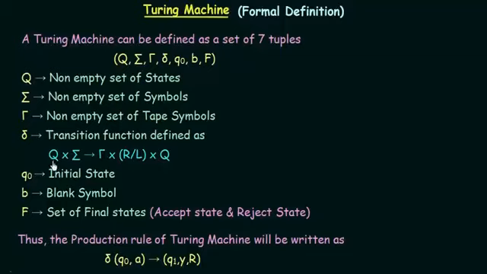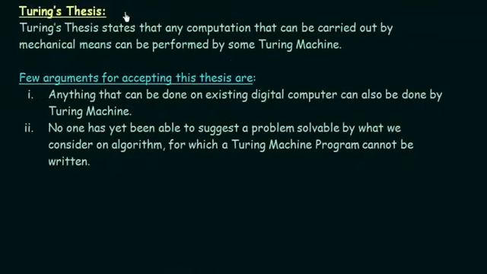So even when I explain the transition functions, it should be clear to you how the transitions are taken, and if you understand this, this production rule will be clear to you. Now the next thing that we need to discuss is Turing's thesis. So let us see what this Turing thesis says.